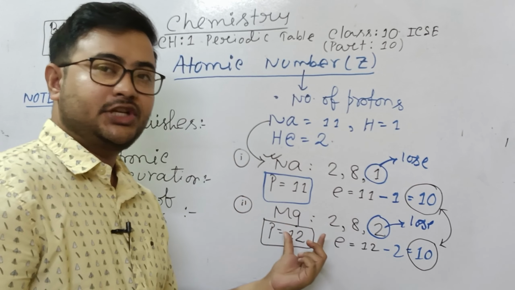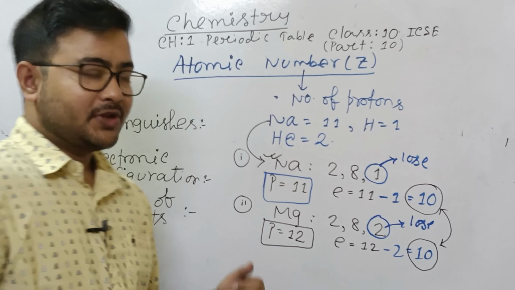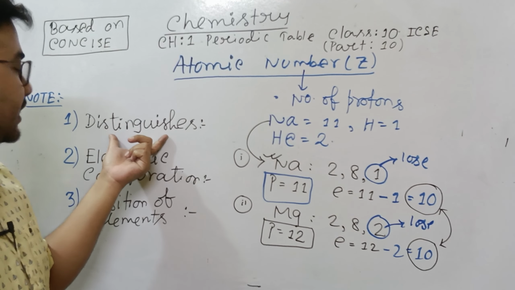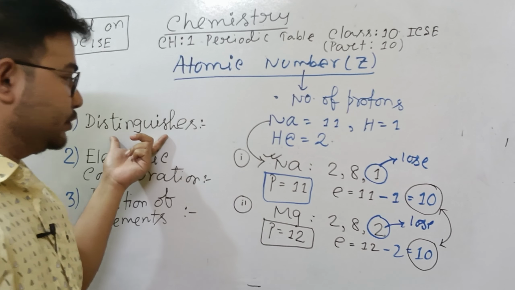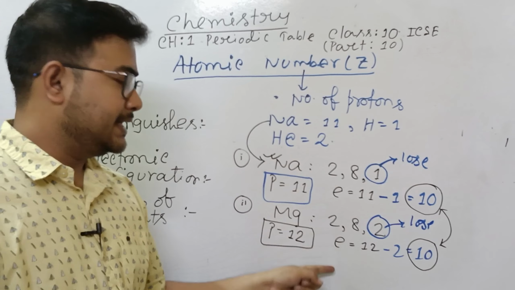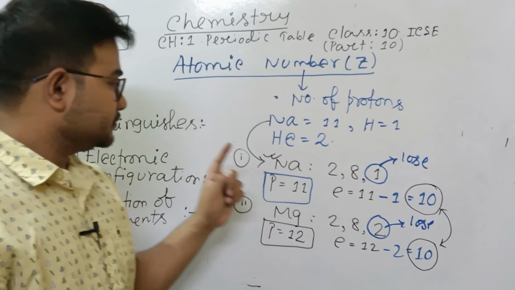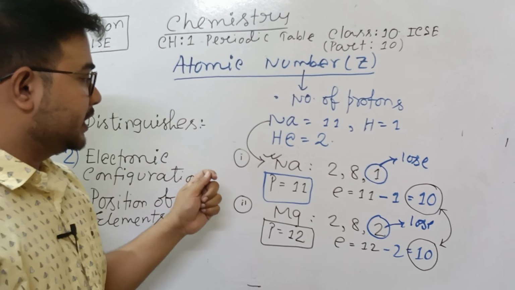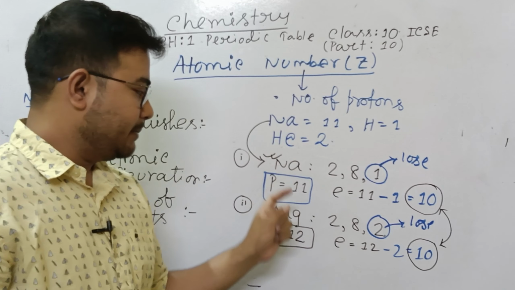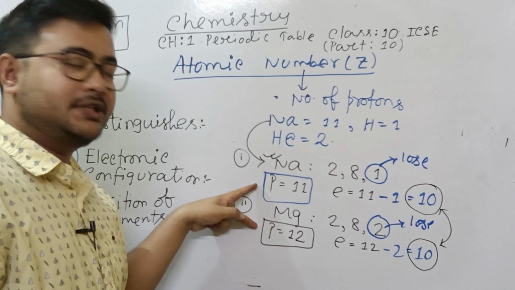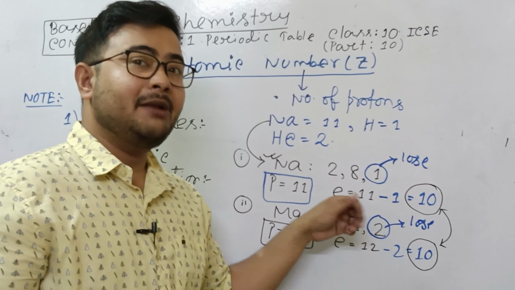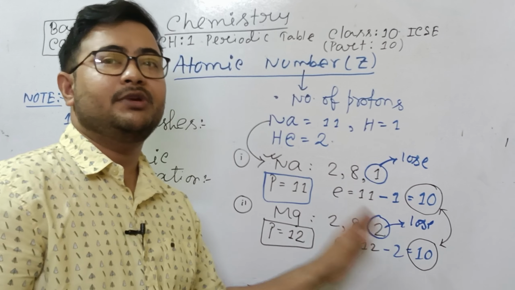Sodium 11, magnesium 12, and so on. So this is the one point. It is very, very important for your board, but it is not given in the book example. So please note down this example, that will definitely give benefit in the board exam. Sodium and magnesium proton numbers are always different, but the electron number may be the same after losing some electrons.